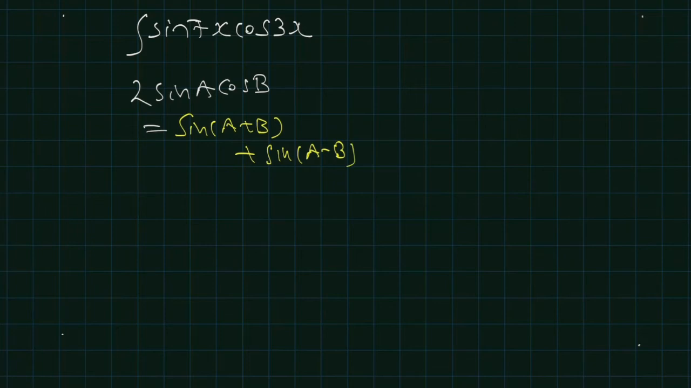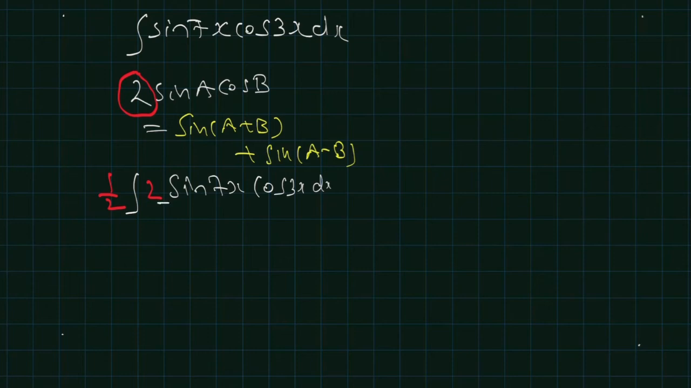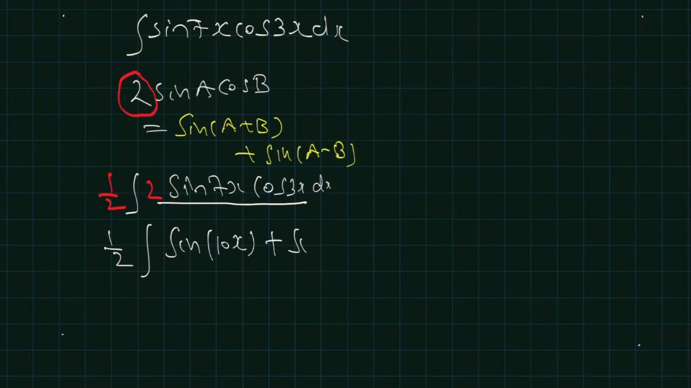Now I also want you to observe that to apply this formula we need 2. But do I have 2 in the question here? No, we don't have. So the first step will be to multiply and divide by 2. If I multiply and divide by 2, I can very easily apply the formula. So we get 2 sine 7x cos 3x dx. We just apply the formula here, 2 sine a cos b. So I'm keeping this half as it is. Apply the formula, we get sine 7 plus 3, I'm writing as 10x, plus sine 7 minus 3, we'll get 4x here.